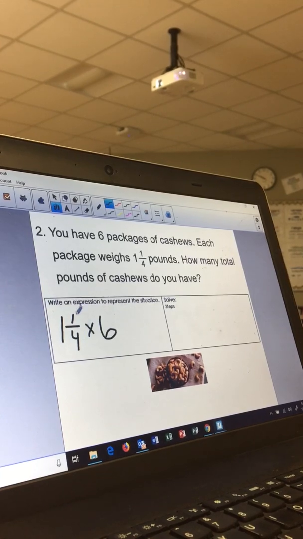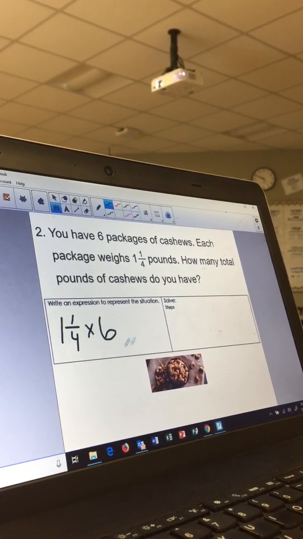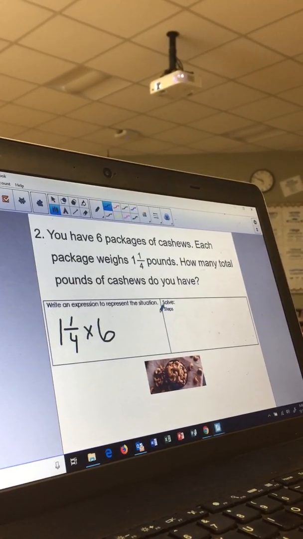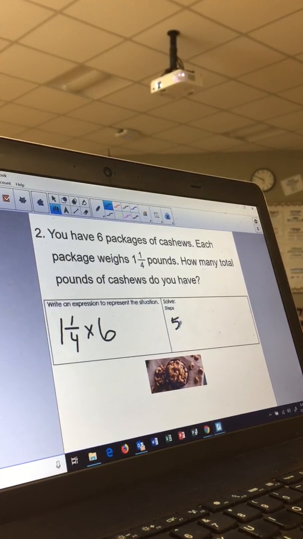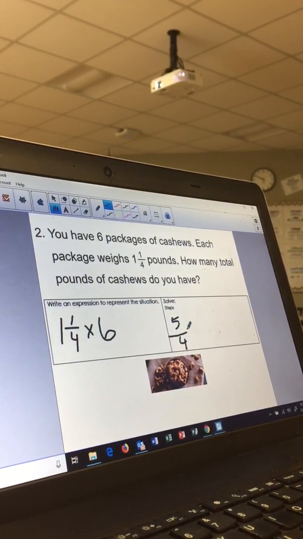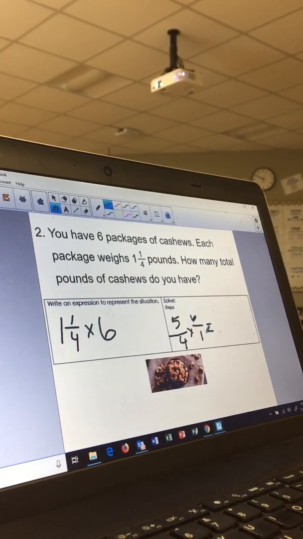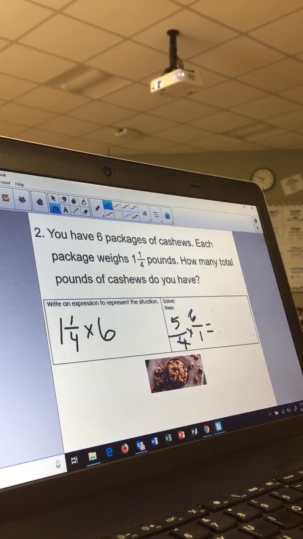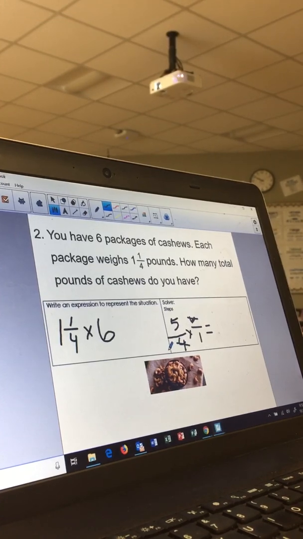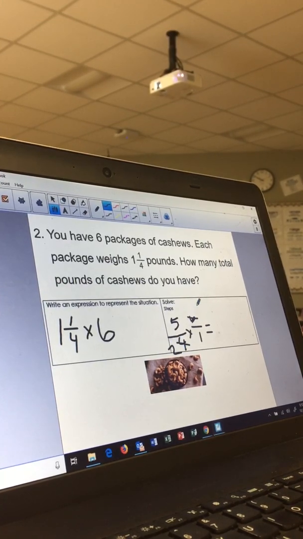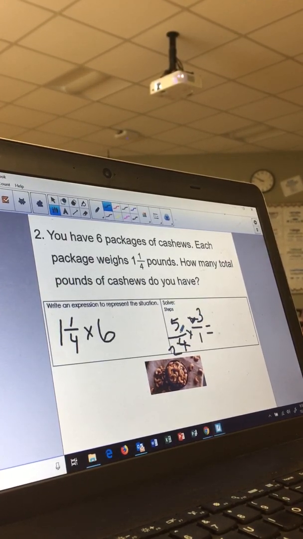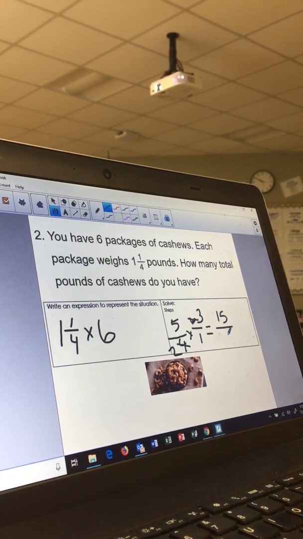So I'm going to change 1 1/4 into an improper fraction. 4 times 1 is 4, plus 1 is 5/4 times 6 over 1. Simplify before you multiply. 4 divided by 2 is 2, and then 6 divided by 2 is 3. So 5 times 3 is 15. 2 times 1 is 2.